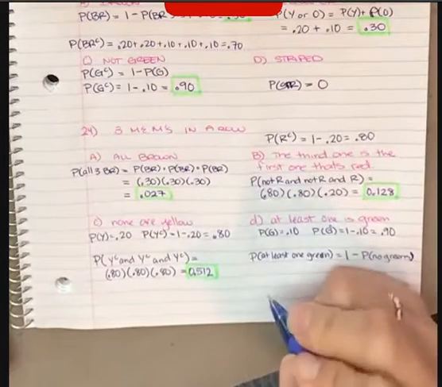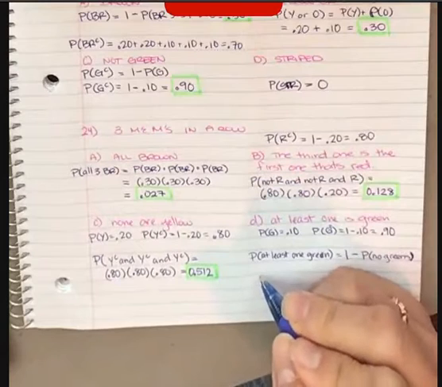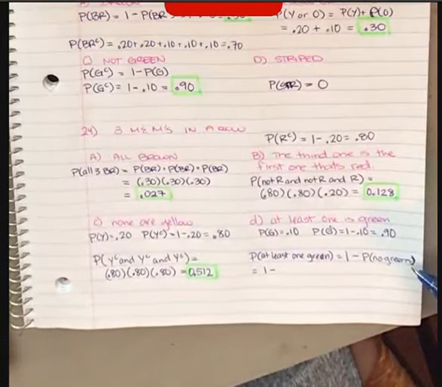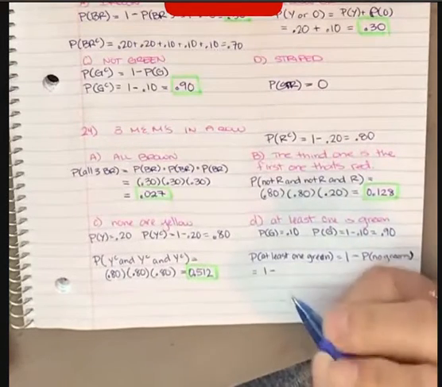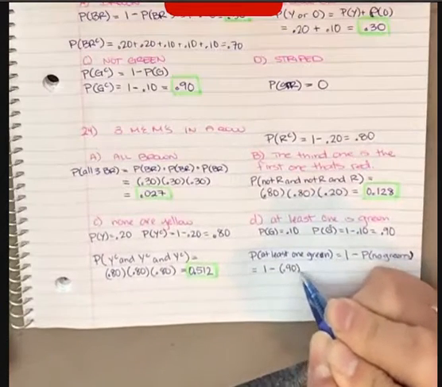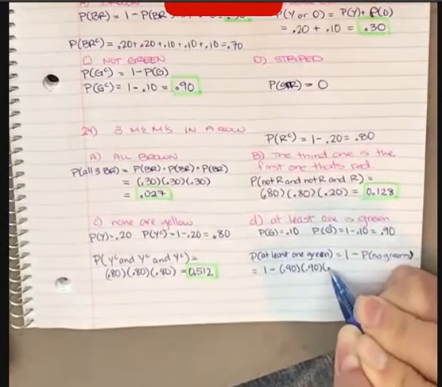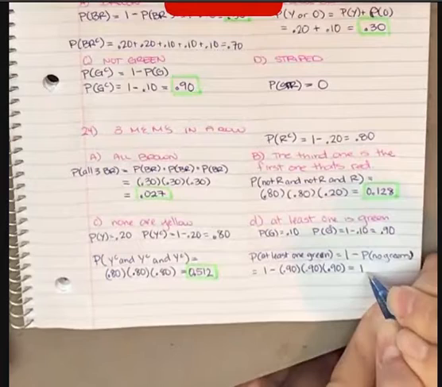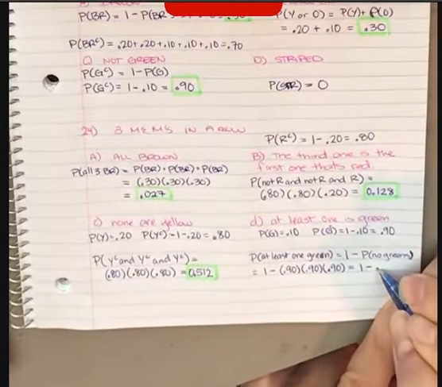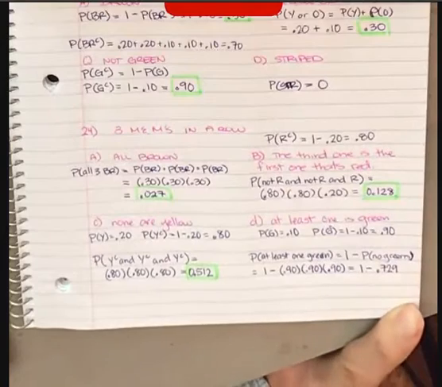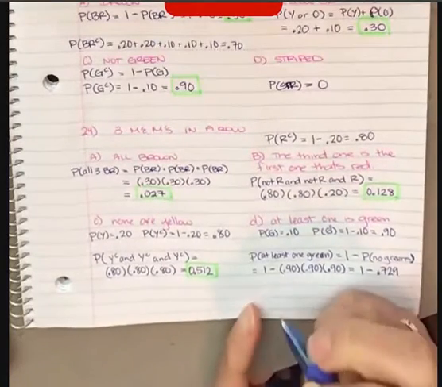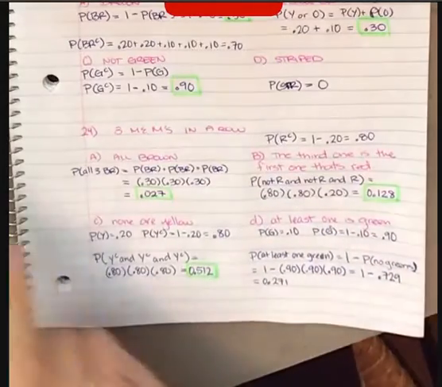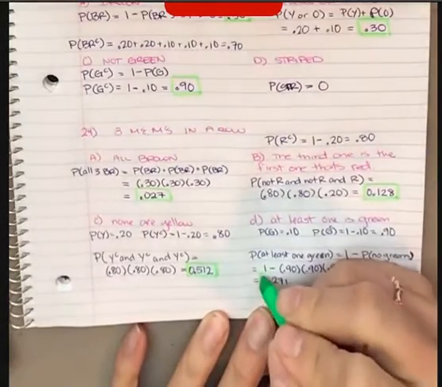So I'm going to do 1 minus the probability of no greens. The probability of no greens would mean 3 not green in a row, so 0.90, 0.90, 0.90. I want to multiply all these first and then subtract. So I get 1 minus, I multiply those, I get 0.729. Once I subtract that, I get 0.271. So that is my probability that at least one is green.